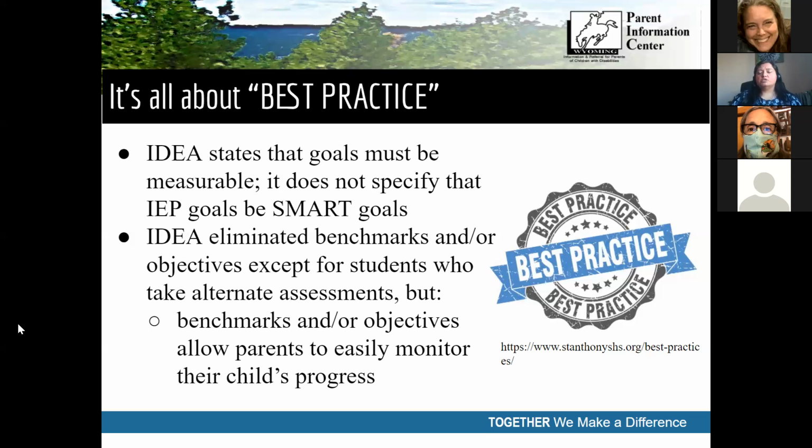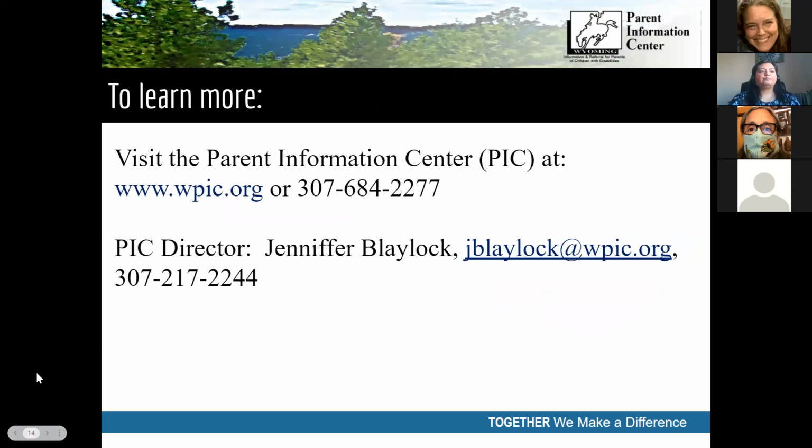So having those benchmarks and objectives just makes everybody's life a little easier. The special ed teacher's life is going to be easier because then they're not going to have parents calling and saying, hey, is my kiddo going to meet this goal? Is this going to happen? So just adding that stuff up front to the IEP is just best practice. It makes everyone's life a little easier, and your parents are really going to appreciate it in the long run if that information is included.